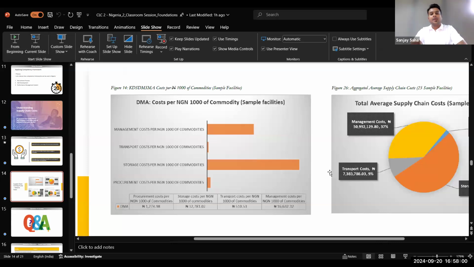So Kaduna State in Nigeria, under the leadership of Madam Ramatu Abdul Qadir, I'm sure a lot of you may have heard of her. She's a very prominent figure in health supply chain or in health services in Nigeria. She was the head of DMA, I think, at that time. So she commissioned this study with the funding from Bill and Melinda Gates Foundation.